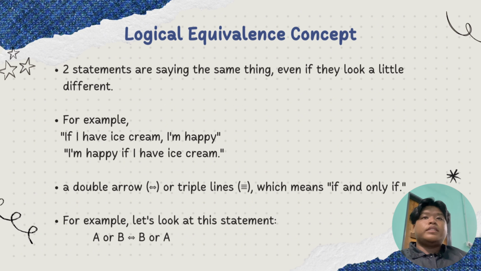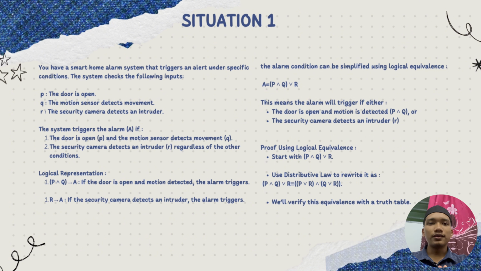So today, I will be walking you through the decision-making logic behind a smart home alarm system. This system is designed to provide a robust and reliable method for detecting potential intrusions. Let's dive into the details of how it operates and the logical reasoning behind its decision-making process.